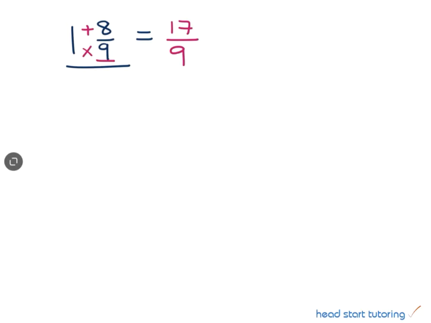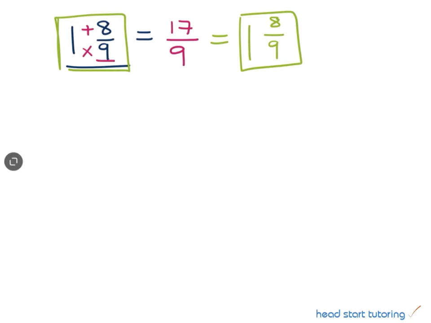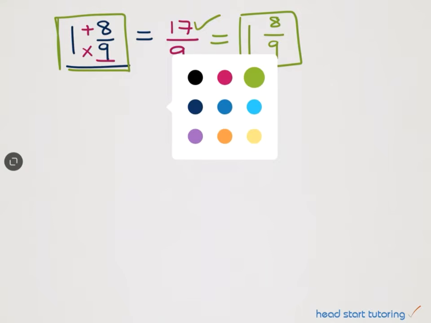So now if we would like to convert 17 over 9 back into a mixed number, 9 fits into 17 once, and we've got 8 remaining over 9. So as you can see, this mixed number and this mixed number are the same, which means we did convert our mixed number into an improper fraction perfectly.